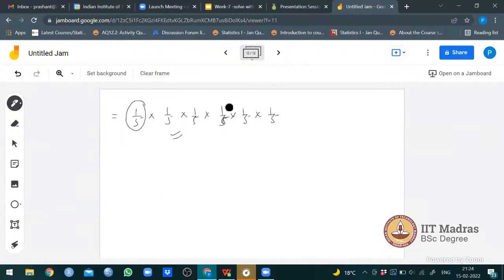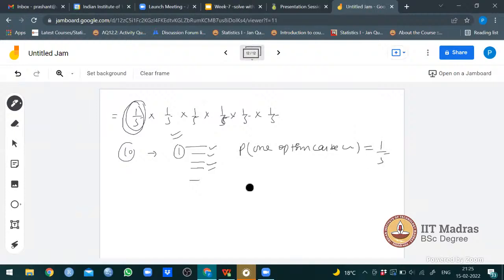You have 10 questions, right? And for one question, see, this is the probability in which one option can be correct. Suppose I'm saying the probability of one option being correct, it will be 1/5. But you have to consider that if one option is correct, that means all the other options are wrong. It will be 1/5, 4/5, 4/5, 4/5, 4/5, na? 4/5 for wrong options. Plus for the second question.